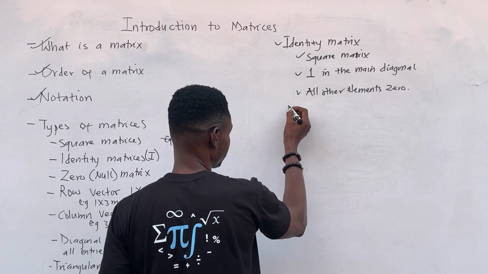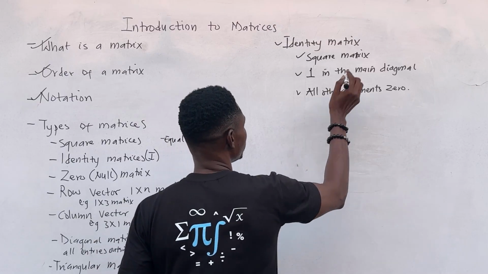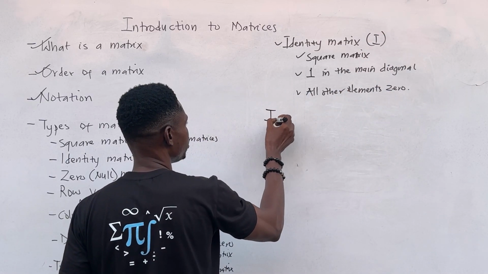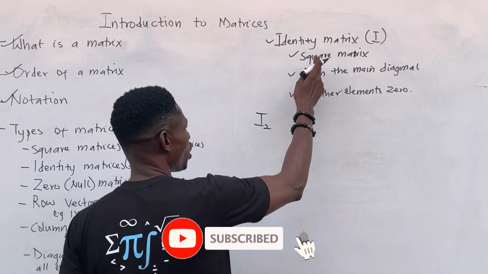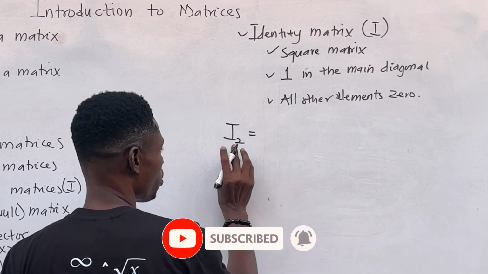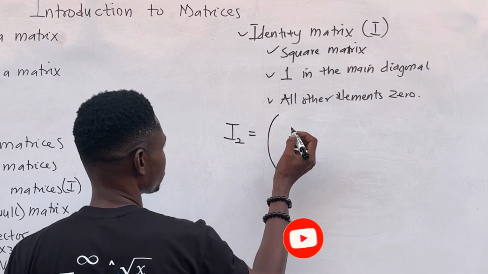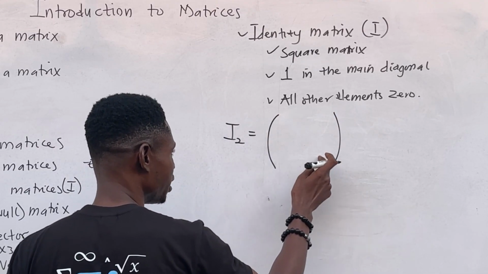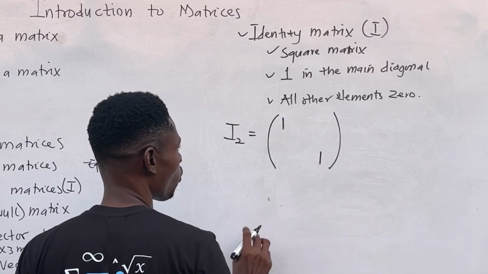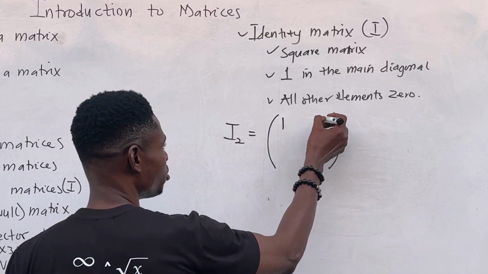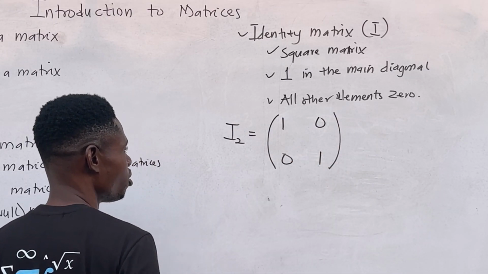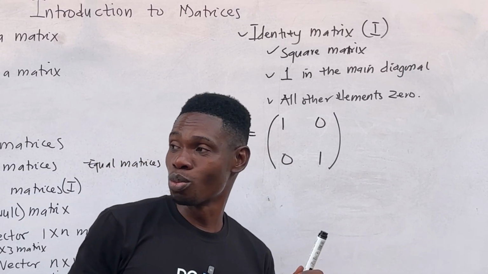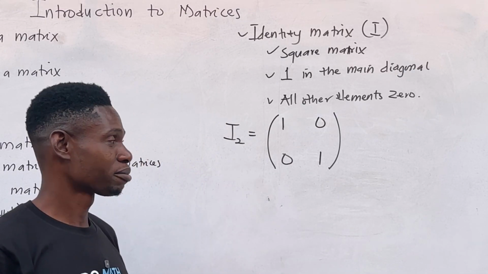Okay, so C. And I will represent it as capital I, so I2. Remember, it's a square matrix, so a square 2 by 2 matrix will look like this. But for it to be identity, the main diagonal has 1 and 1, and all the other elements are 0, so 0, 0. So this is the identity 2 by 2 matrix.